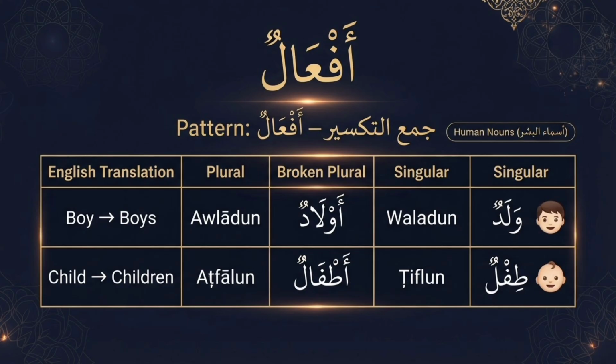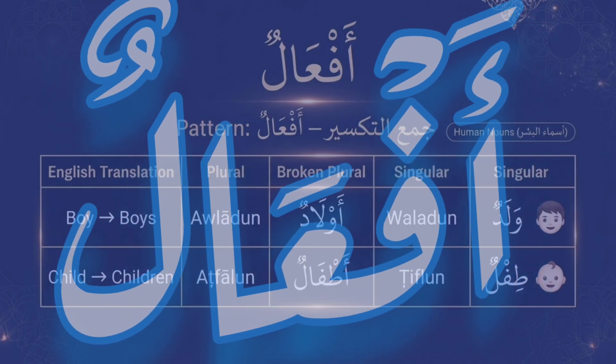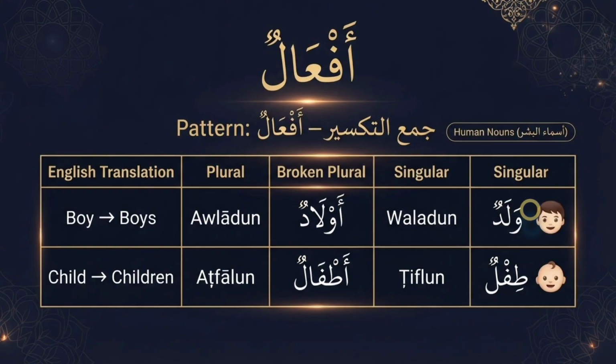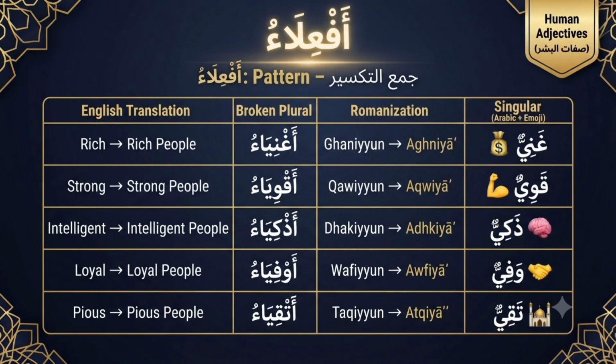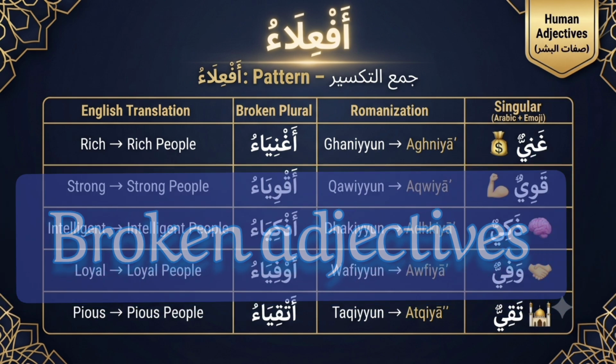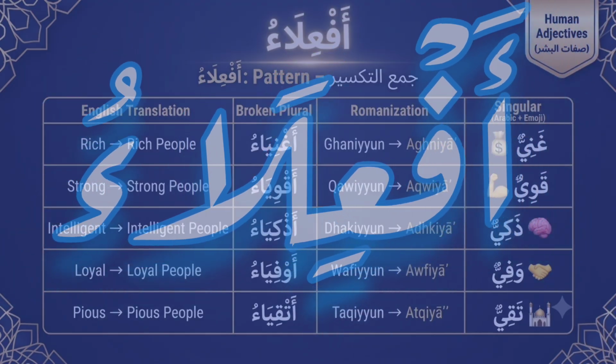The fifth pattern is أفعال. ولد, أولاد. Boy. Its plural, boys. طفل, أطفال. Child. Its plural, children. Dear learners, we also have a broken adjective pattern, namely أفعلاء.